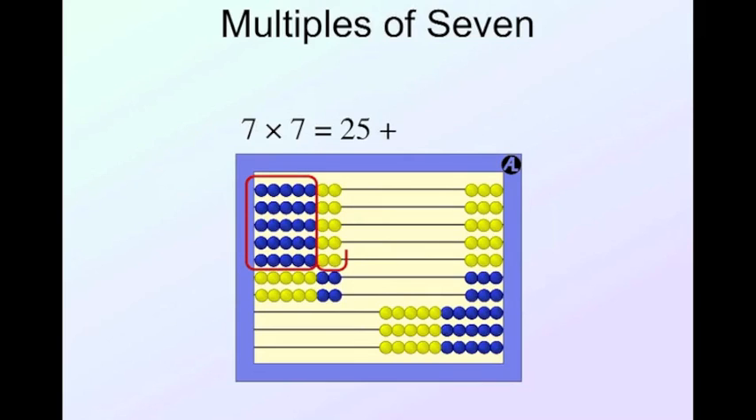So what happens is the children get this image in their mind's eye. So somebody says 7 times 5, and they see this. Oh, that's right, it was 35. Here's 7 times 7, 25, 35, 45, and 4 more makes 49. So with the 7s, we're more using the images.